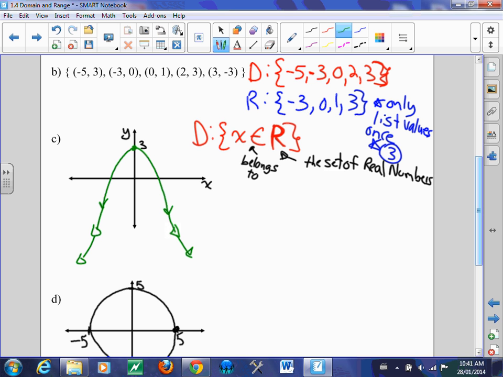Let's just quickly review that. Domain is such that x belongs to a set of real numbers. Because remember, that's your left-right movement. And because the arrows represent a continuum, it keeps going, right?